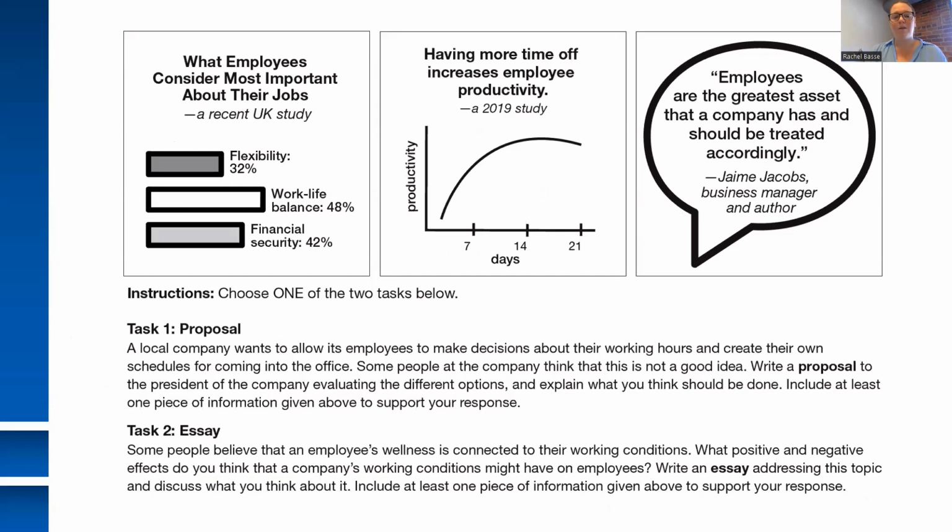Write a proposal to the president of the company. So you're writing the proposal to a specific person, evaluating the different options, and explaining what you think should be done, your opinion. Include at least one piece of information given above to support your response. So again, it's important to read the entire instruction and address all of the elements that you're being asked to do.